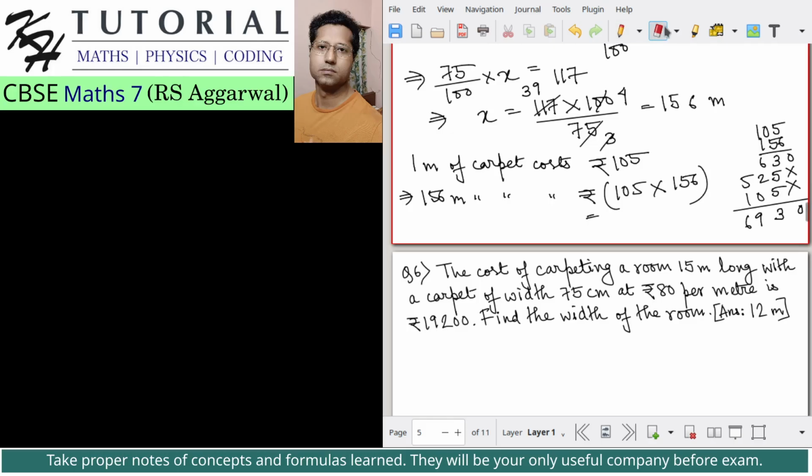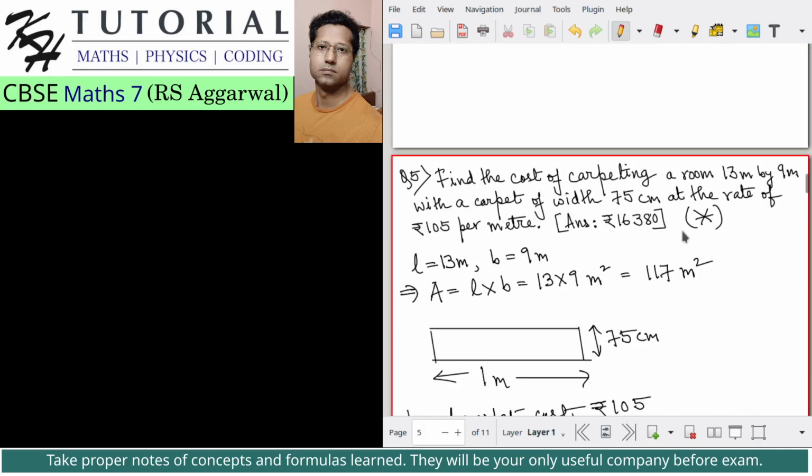Okay, so I am making a silly mistake in basic multiplication. So this is rupees 16380. So this is the cost of the carpeting.